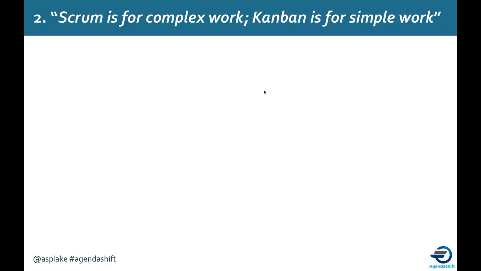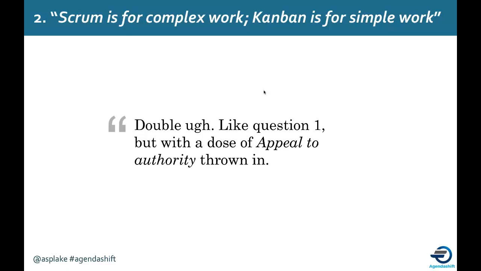In a very similar vein, Scrum is for complex work, Kanban is for simple work, and as per my reaction, it's really the same trick being employed again. Double just like the last one, but with a dose of appeal to authority thrown in. And appeal to authority is a very bad smell. Some people call it a logical fallacy. It's not necessarily a fallacy. When people resort to appeal to authority, that's usually a sign that the argument is a very weak one.